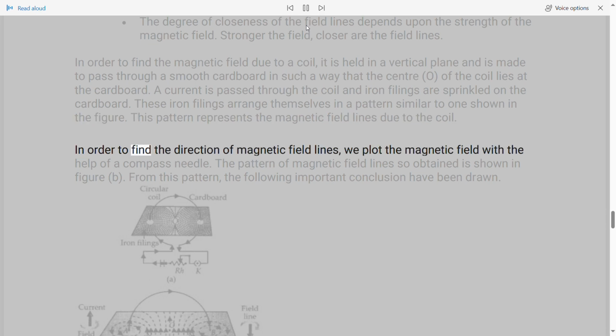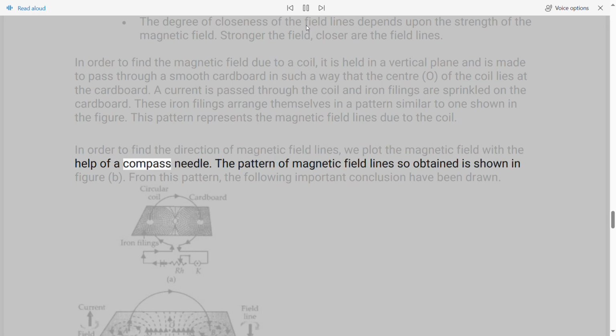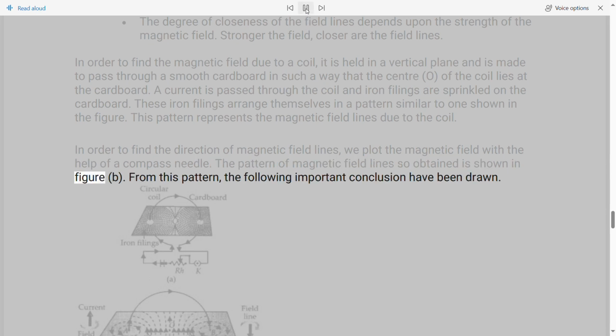In order to find the direction of the magnetic field lines, we plot the magnetic field with the help of a compass needle. The pattern of magnetic field lines so obtained is shown in figure B.